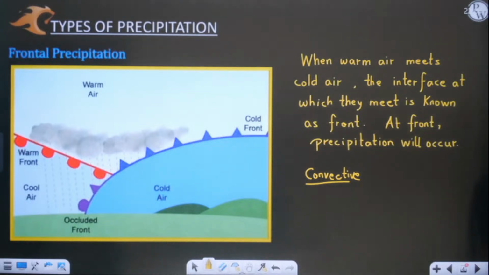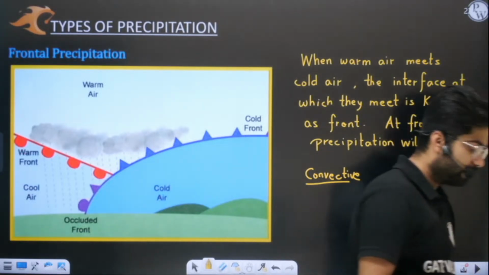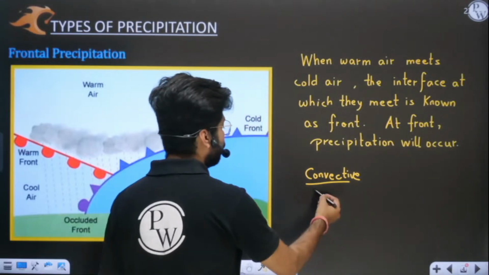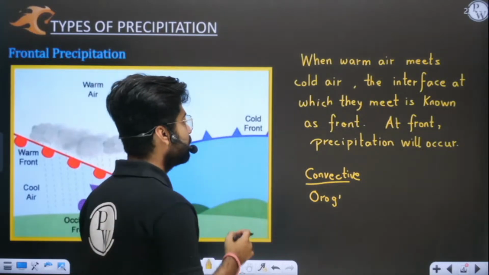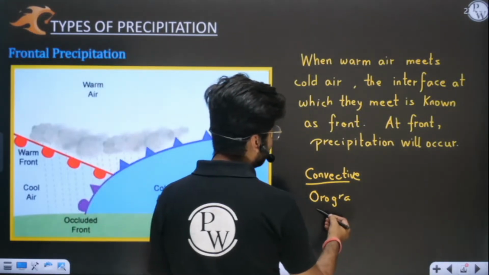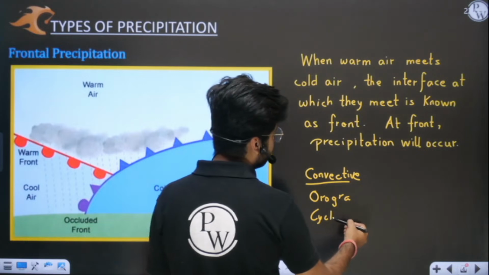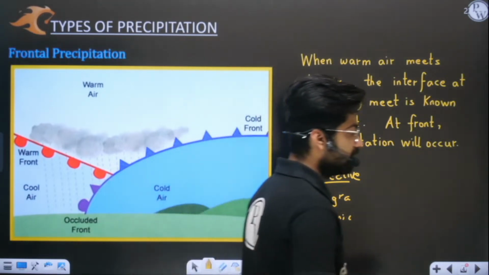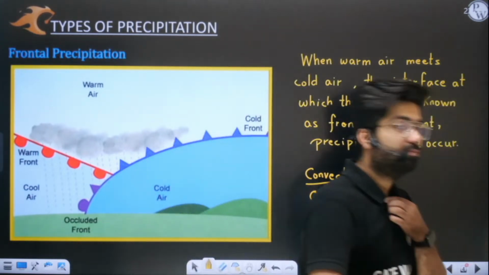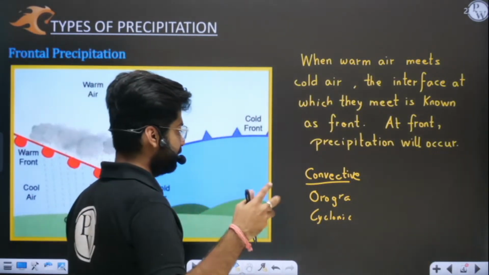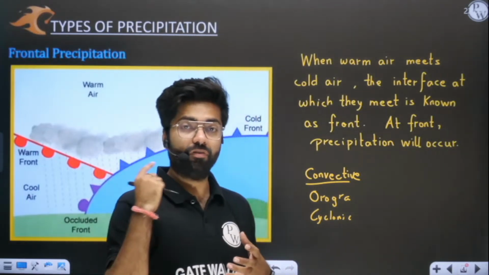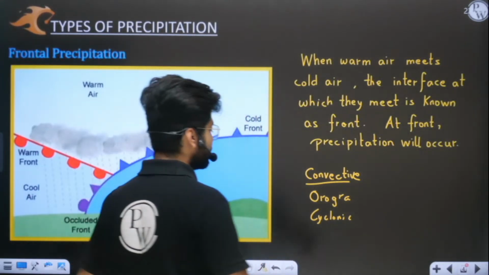Yes, perfect. It is caused because of temperature difference. This was the first one. The second one was orographic precipitation, caused when moisture laden winds are forced to move up through a mountain barrier. Then the third one was cyclonic, in which because of pressure difference a cyclone develops: wind comes to a low pressure area and moves in a circular fashion.